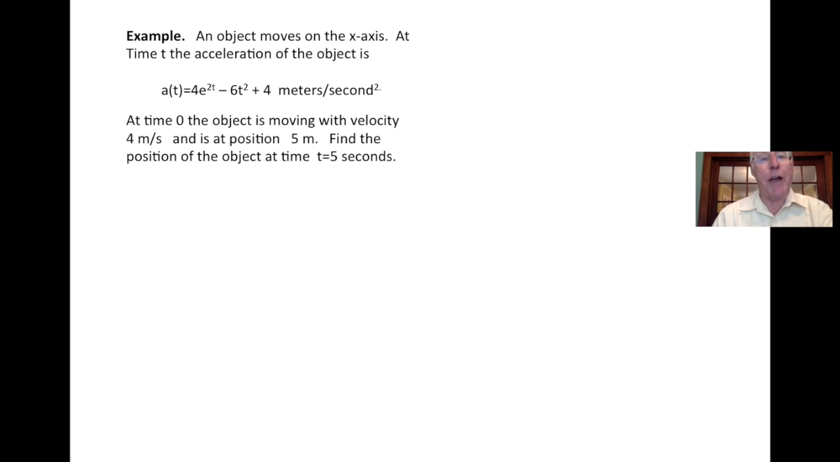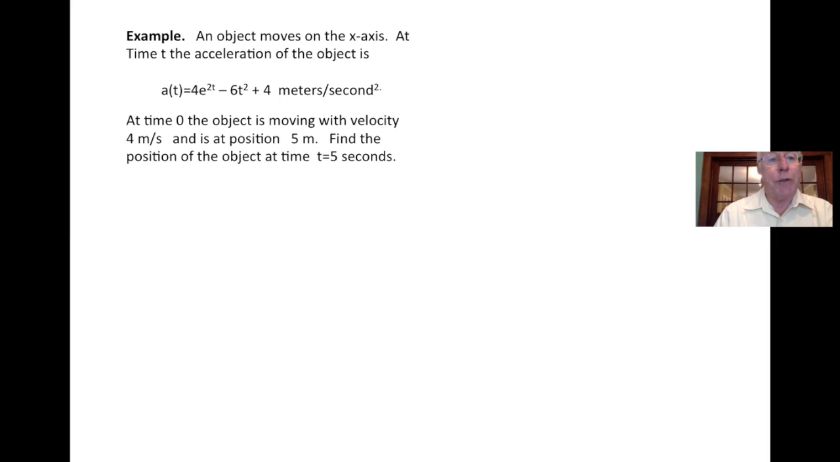So let's take a look at an example, and we'll see in this example why the plus c is important, why it has to be there, and how it can play into solving physical problems. We have an object that moves on the x-axis. We're told that at time t, the acceleration of the object is given by a of t equals 4e to the 2t minus 6t squared plus 4 meters per second squared.